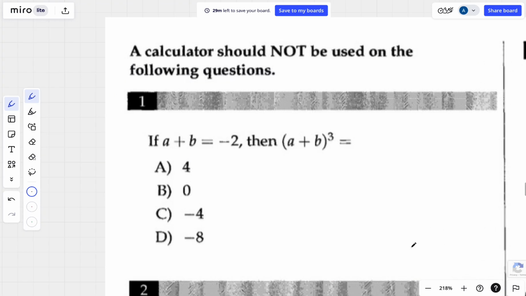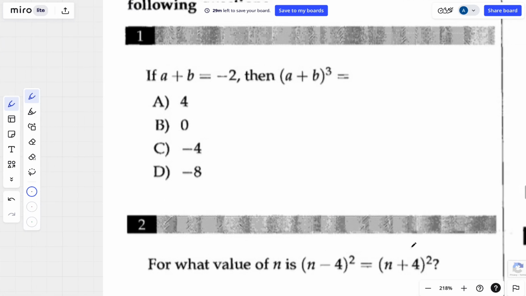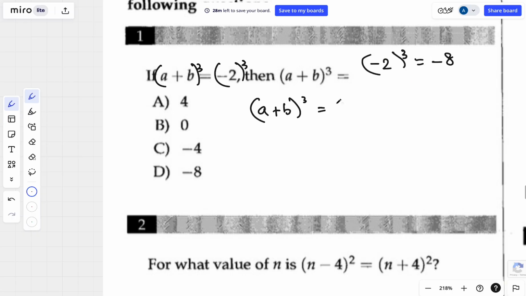Let's do some questions. Question 1, we have a plus b is minus 2. We need to find a plus b cubed. So easy, you cube this side and you cube this side. So that means a plus b cubed is equal to the cube of negative 2. The cube of negative 2 is negative 8. That will be negative 8.